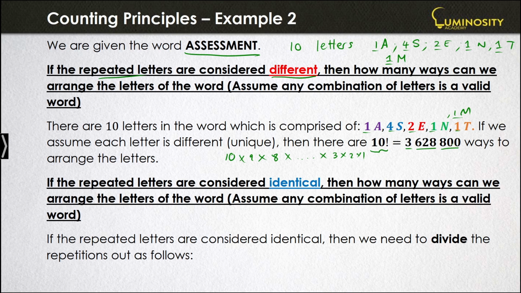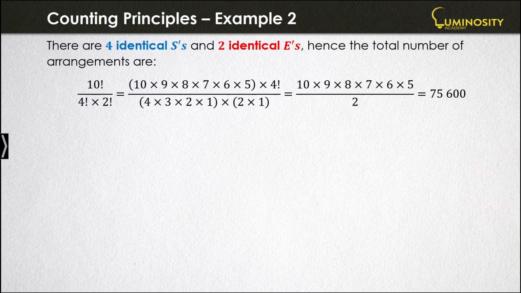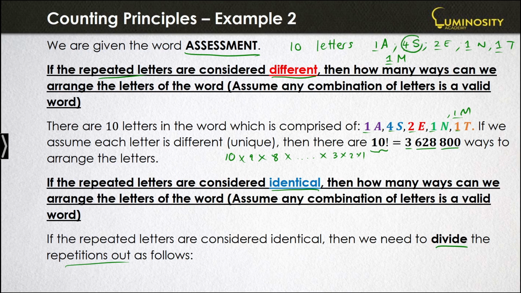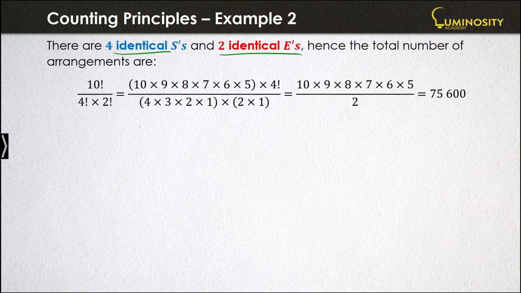Now, if the repeated letters are considered identical, how many ways can we arrange the letters? We are doing counting with identical objects, so we need to divide out those repetitions. How do we do that? There were 4 identical S's and 2 identical E's in the word assessment. Those were the only real repetitions. Every other letter was just put once. So by the fundamental counting principle, there are 10 factorial total ways of arranging all the letters, divided by the repetitions, the 4 factorial for the S's and the 2 factorial for the E's.